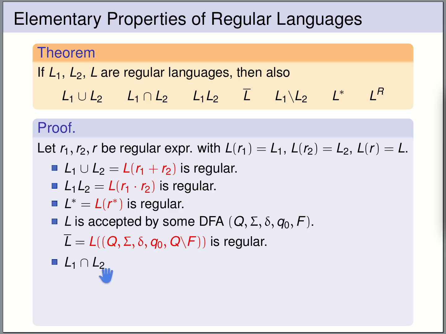The intersection of L1 and L2 is also difficult to express using regular expressions. However, we can use that the intersection can be expressed using the operations above. And in particular, the intersection can be expressed using the complement and the union. The intersection of L1 and L2 is the union of the complements of L1 and L2, and then we take the complement of the result.